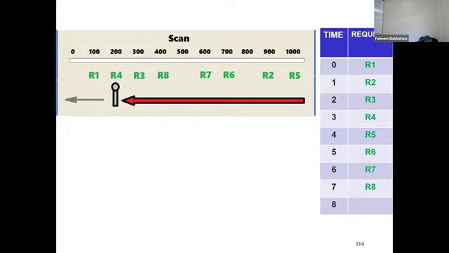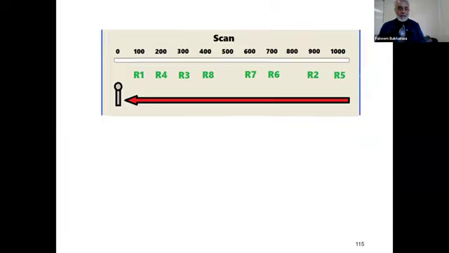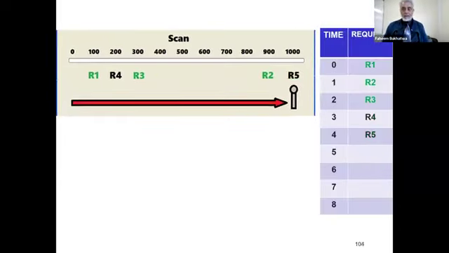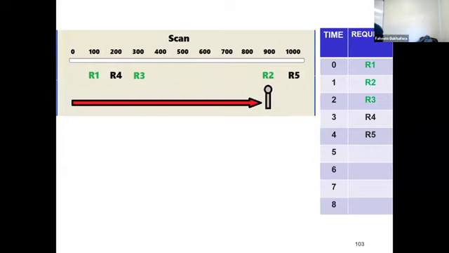Similarly, if, for example, R5 was not there in this example, when the request was going in this direction, and we served number 2, imagine if request number 5 was not there. What do you think the scan will do? It will still go from 900 to 1000 and come back. It will waste 200 milliseconds at both ends.